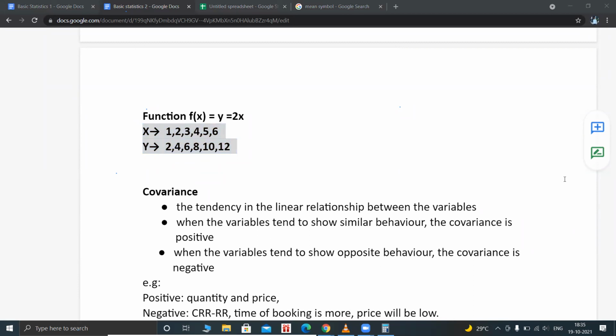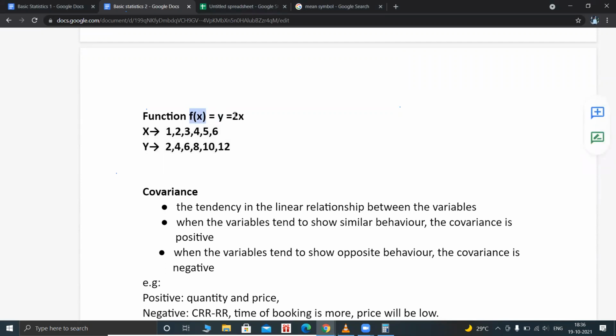X is the dependent variable. Independent variables are variables that do not have a relationship. Why dependent? Dependent variables basically have a relationship between them. I'm finding y based on one function, which is f of x.